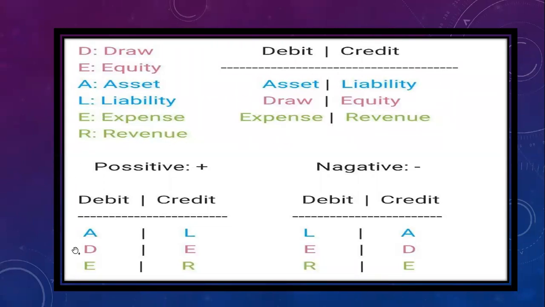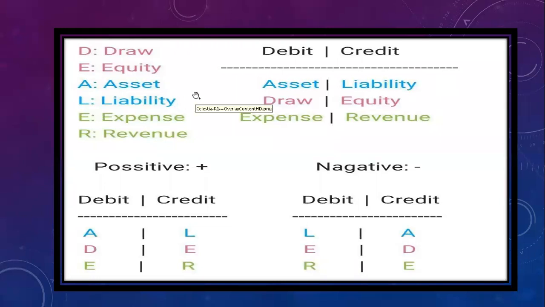Now you have to follow the rule as I told you. DEA, when they increase, they are positive. The spelling of positive is wrong here, one S is extra. So DEA, when they increase, they are debited, and LER, when they increase, they are credited. You can see, this is what I told you. Then on the contrary side we have another rule for when they are decreasing. I told you the rule for the positive, as they are increasing.